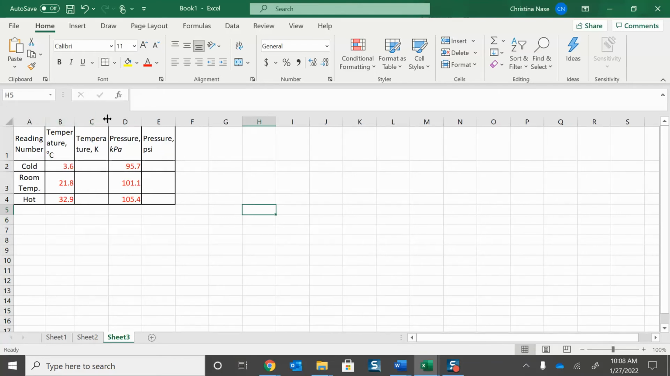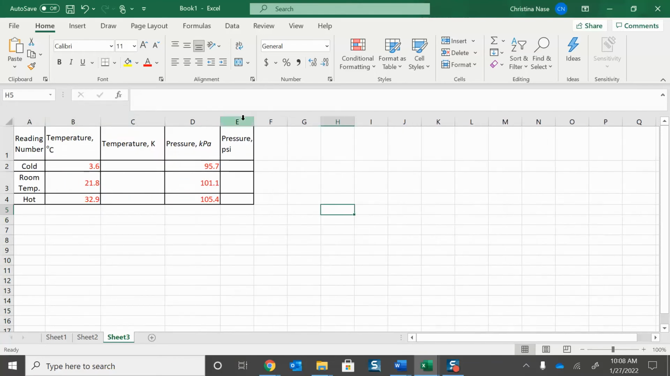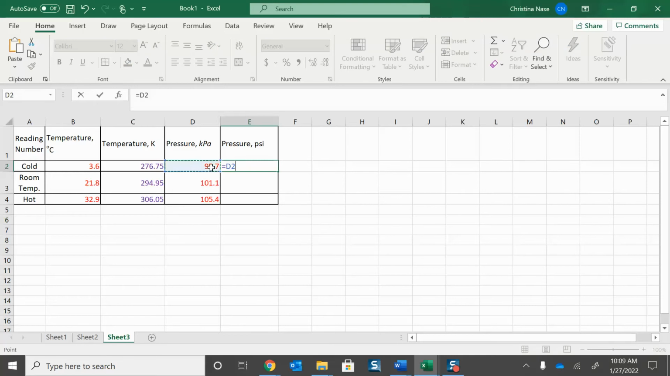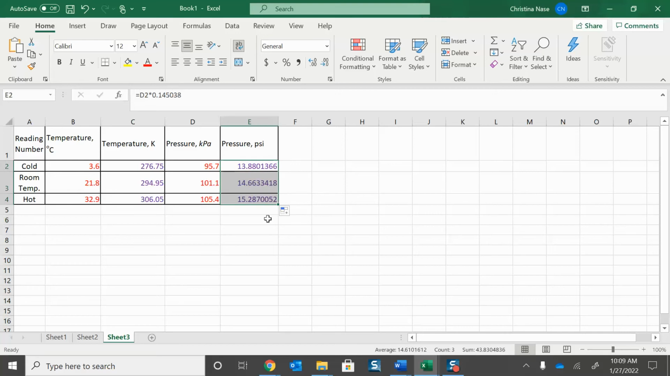Good. And the first thing I want to do is convert all these temperatures to Kelvin. So I'm just going to put equals that number plus 273.15, and copy that down. And then for pressure, I have that conversion factor that I looked at in part A. For the kilopascals, I'm just going to multiply by my conversion factor, 0.145038 for PSI, and drag that down. Good, so now I have pressure and temperature.